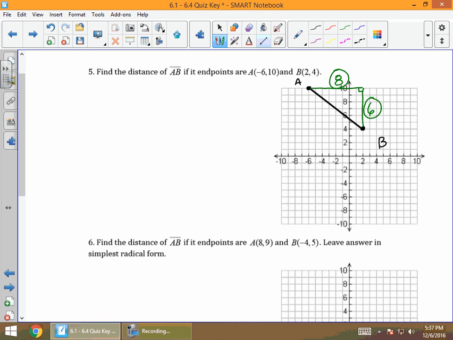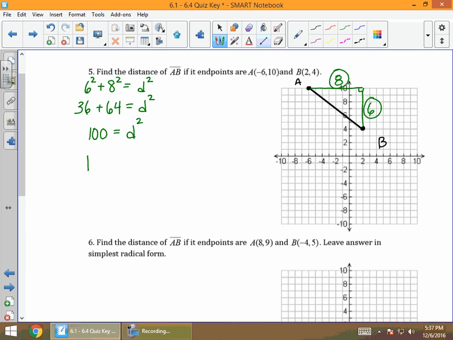So a squared plus b squared equals c squared. So 6 squared plus 8 squared equals whatever this distance is. I'll call it d squared. 6 squared is 36. 8 squared is 64. 36 plus 64 is 100.